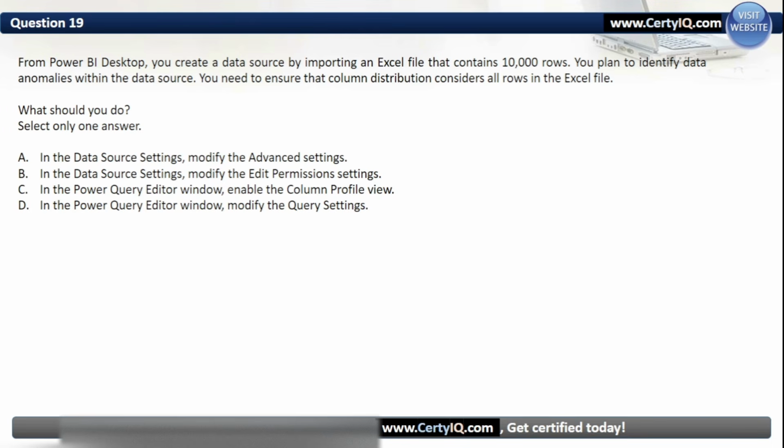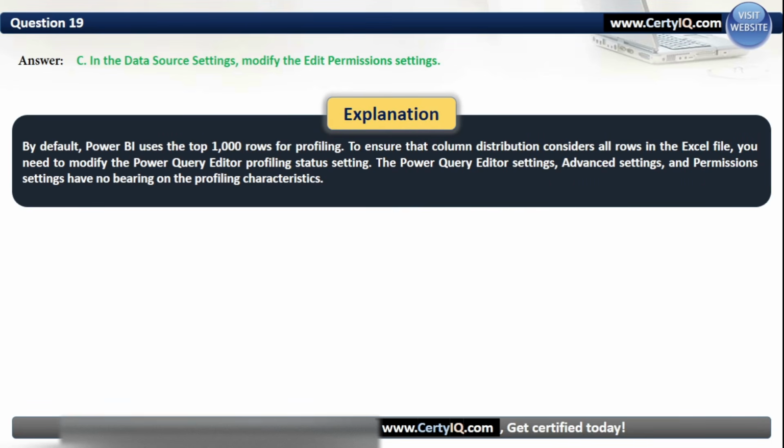The correct option is C. In the Power Query editor window, enable the column profile view. By default, Power BI uses the top 1000 rows for profiling. To ensure that column distribution considers all rows in the Excel file, you need to modify the Power Query Editor profiling status setting. The Power Query Editor settings, advanced settings, and permission settings have no bearing on the profiling characteristics.